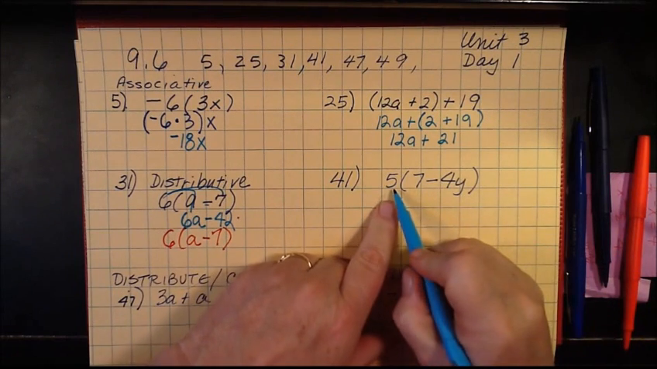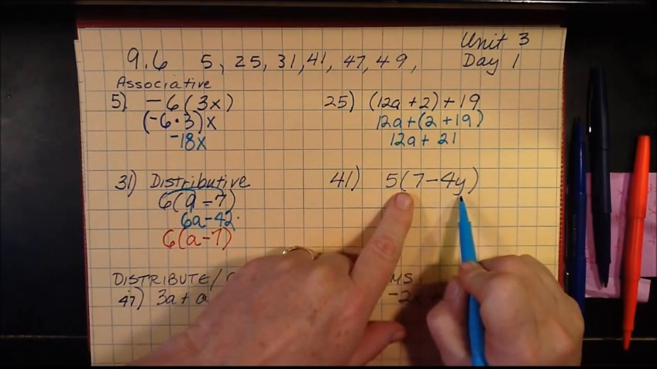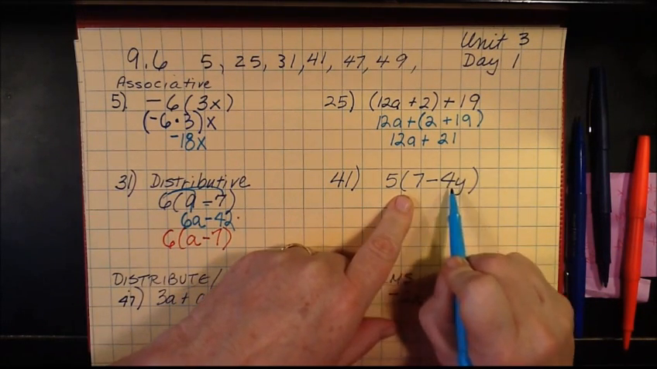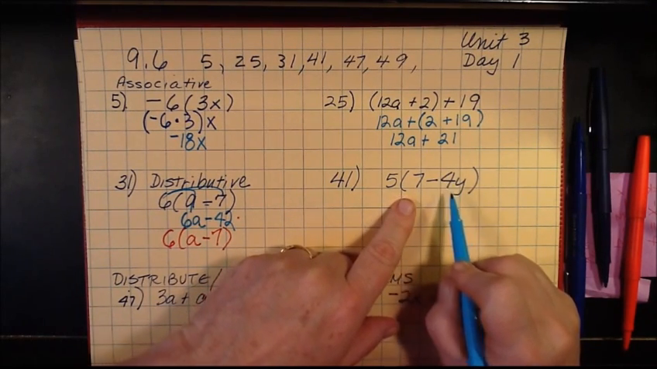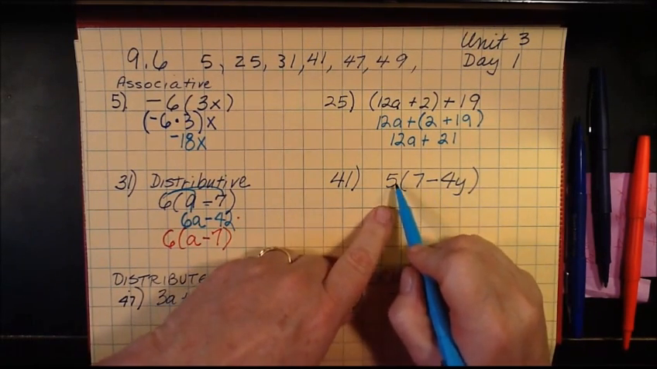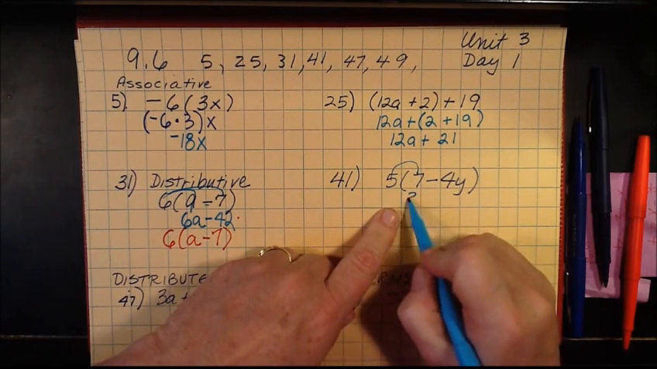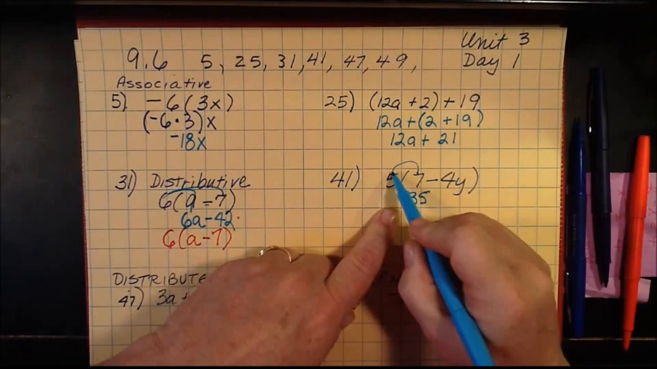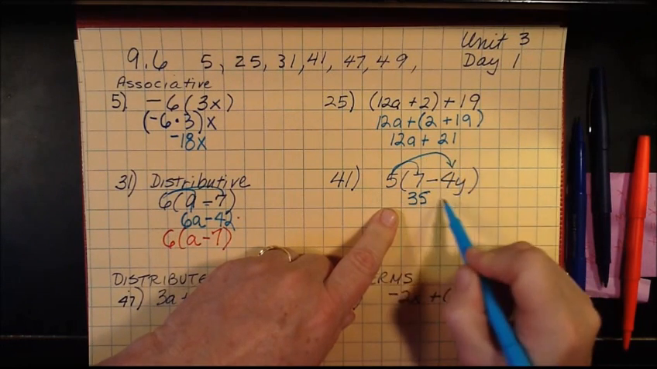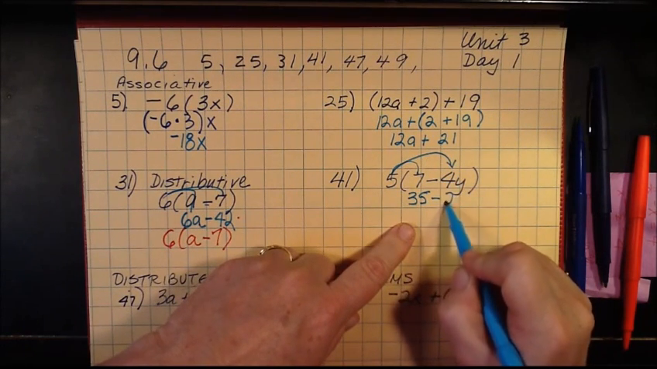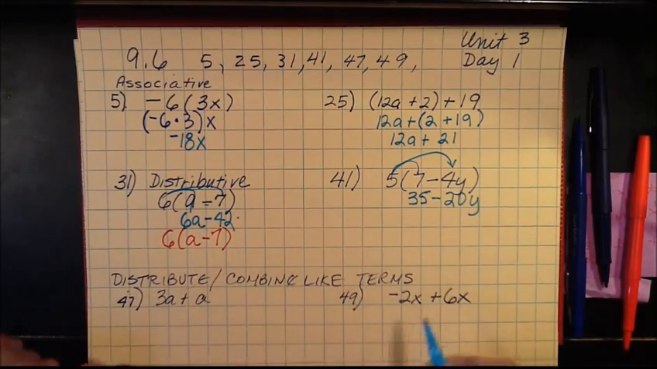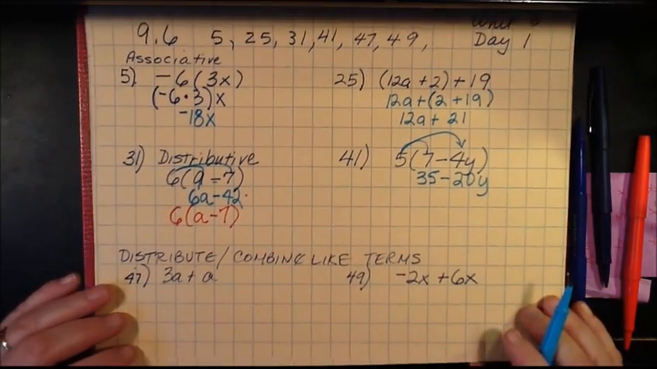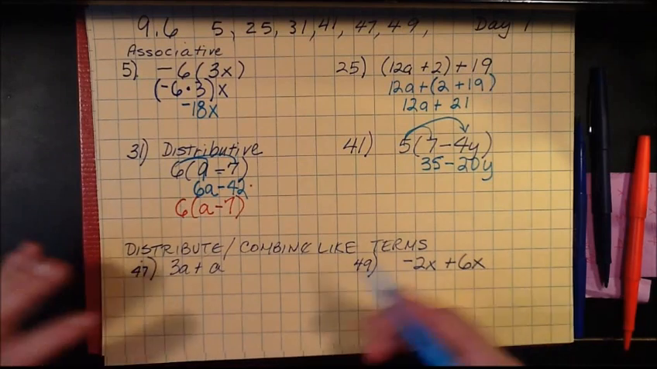Here I have 5 on the outside. Within the parentheses I have 7 minus 4y. These are different kinds of terms, so I cannot combine them. So let's do our work here. Distributing 5 to 7 makes 35. Distributing 5 to negative 4y makes negative 20y.